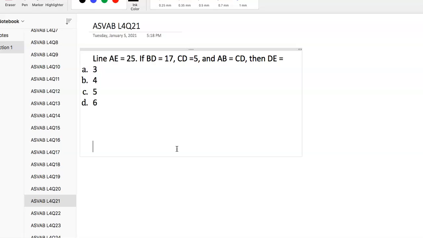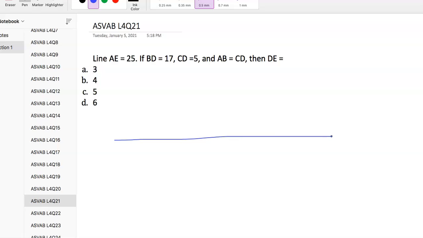All right, we got 4 more. Okay, it says line AE. There's A, there's E. So this whole thing is going to be 25.